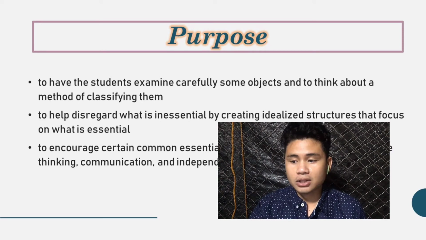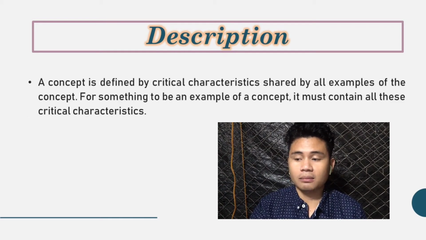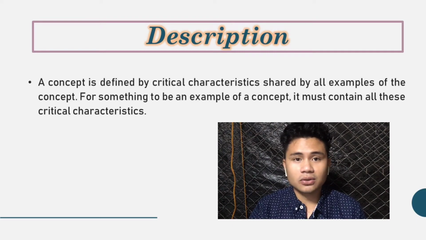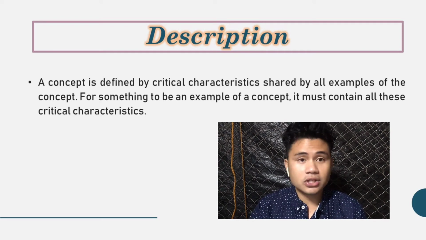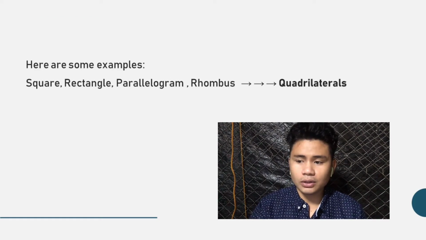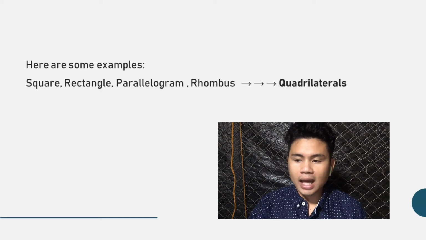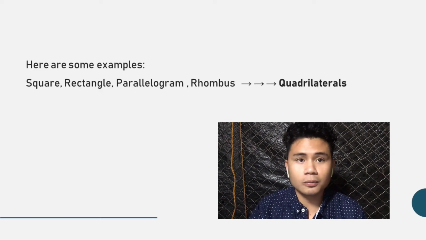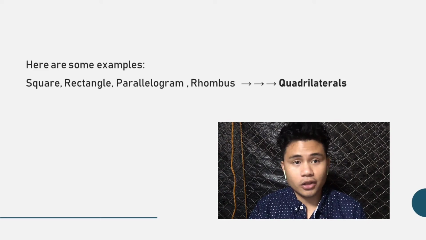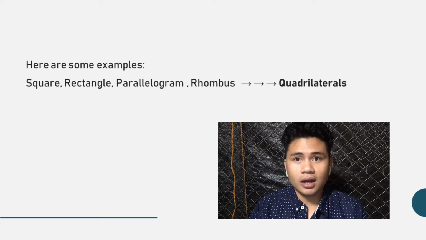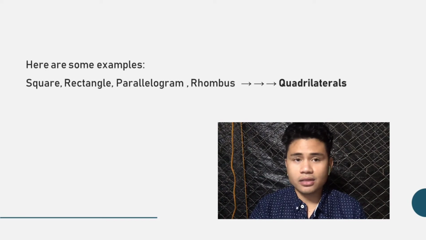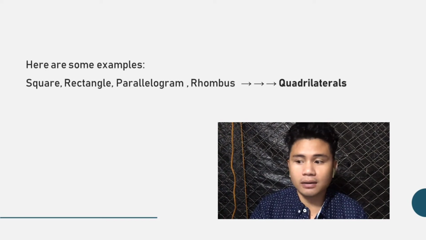So, a concept is defined by critical characteristics shared by all examples of the concept. For something to be an example of a concept, it must contain all these critical characteristics. So, for instance, when I say the words square, rectangle, parallelogram, and rhombus, we can think that they are all geometric figures. They all have four sides and their consecutive angles are supplementary.